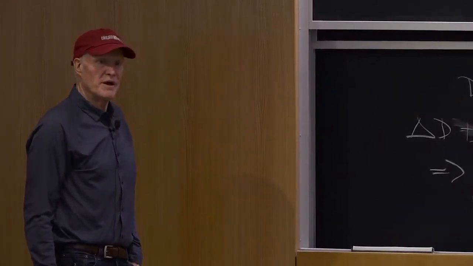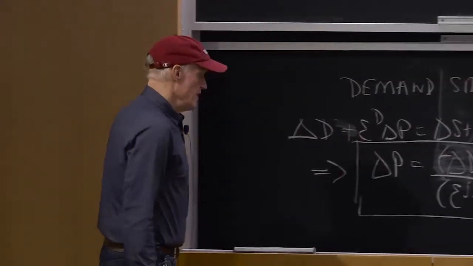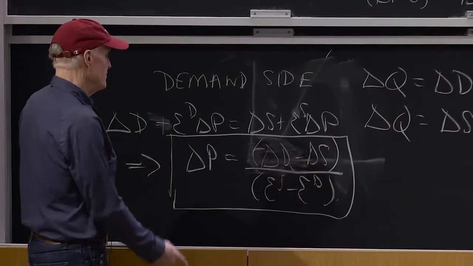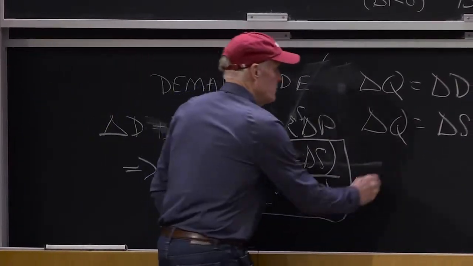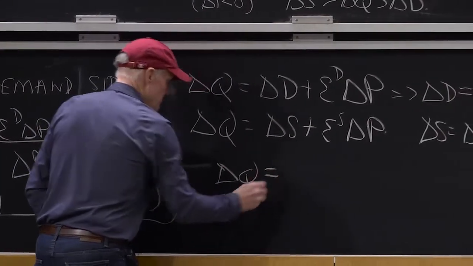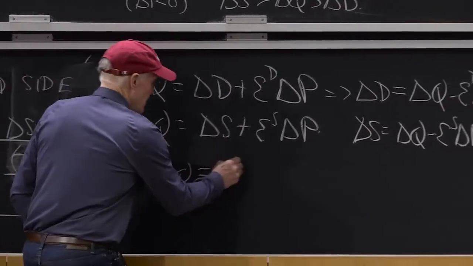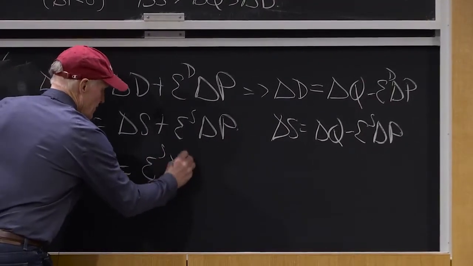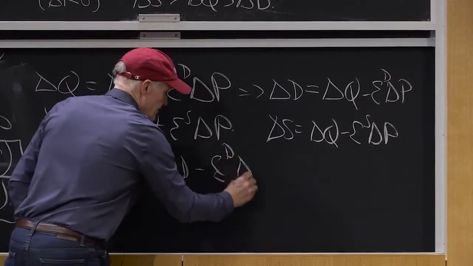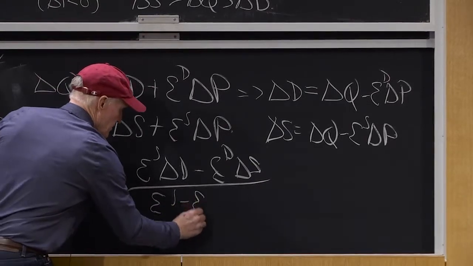Any questions that people have about that? And then you can just plug that back in to get delta Q. You plug it into either demand equation to get delta Q. Delta Q is then, anybody know what the formula for delta Q is? Actually turns out to be epsilon S delta D minus epsilon D delta S divided by epsilon S minus epsilon D.